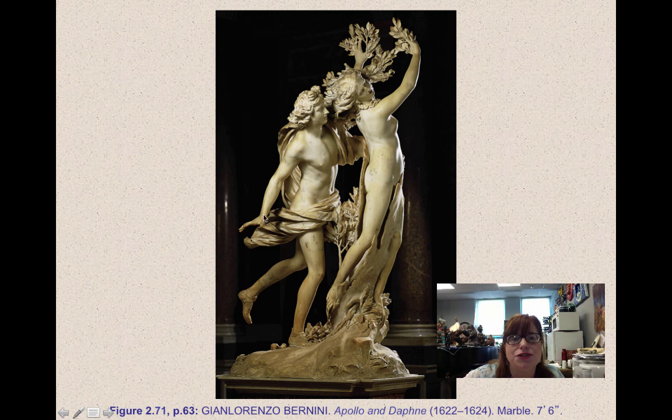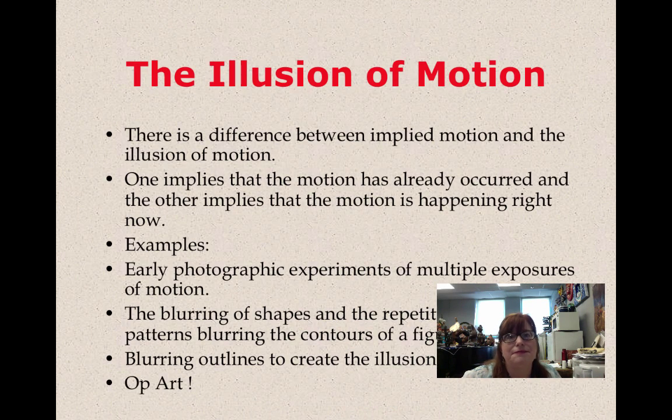And we have implied motion because, well, the thing covering up Apollo here is billowing out into the background. Also, his hair is kind of flying out behind him. And look, her hands are turning into branches and sprouting leaves. And her lower body is turning into the trunk of a tree. So that is also implied motion. The artist has captured a moment in time.